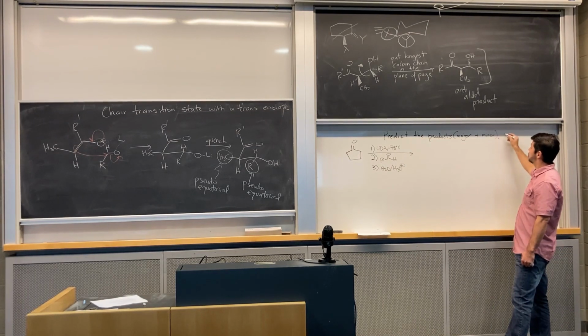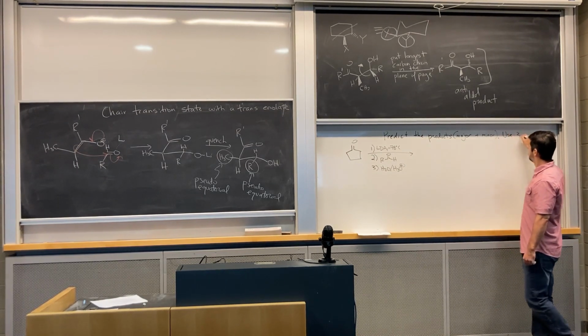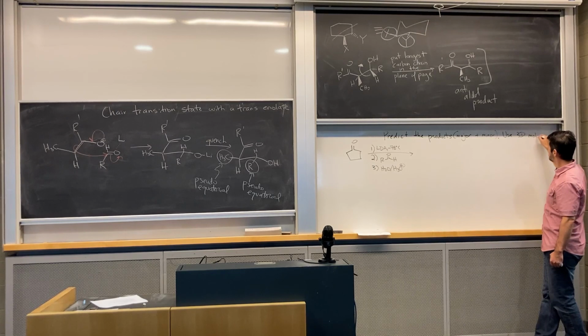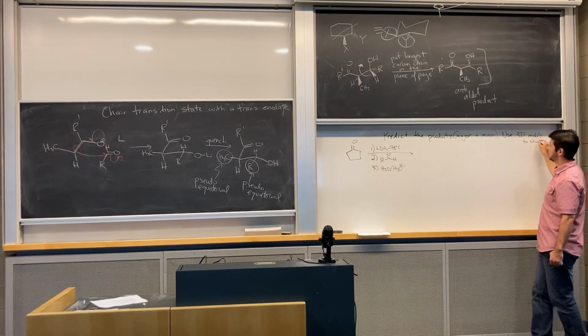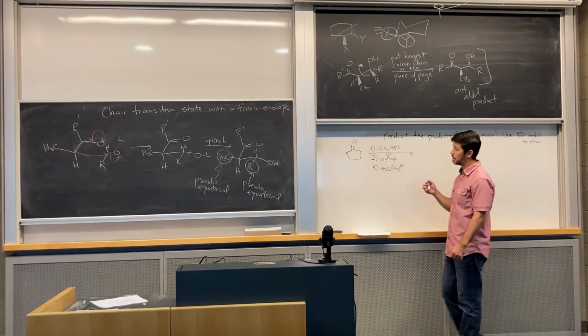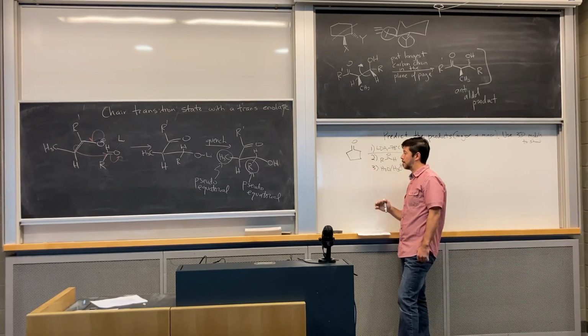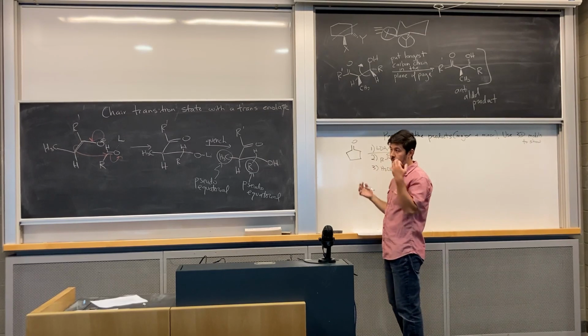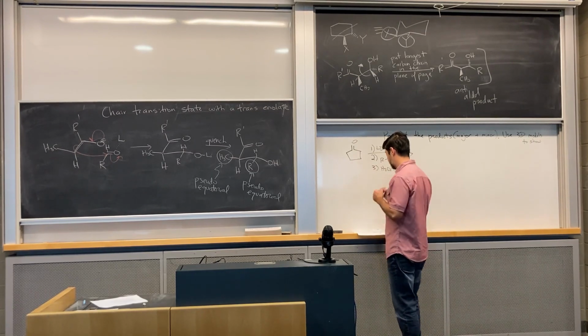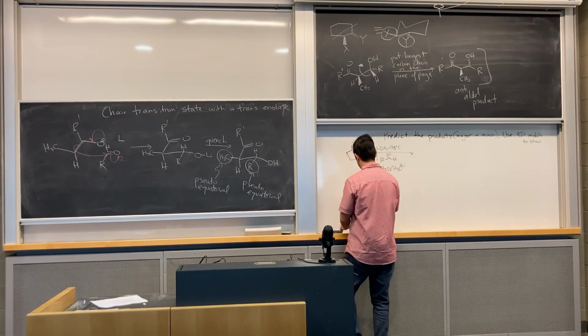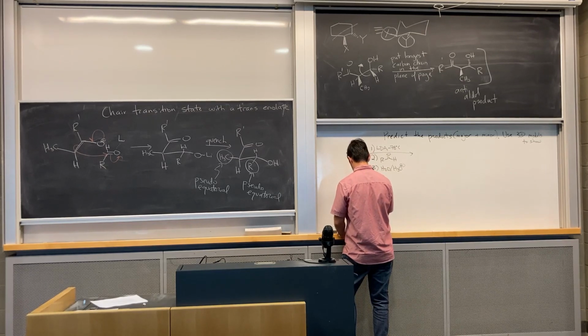And use 3D models to show, using that Zimmerman-Traxler transition state. So this is a 5-membered ring. The only type of enolate this can form is a trans-enolate. So that's completely fixed. So let's draw what that trans-enolate will look like.